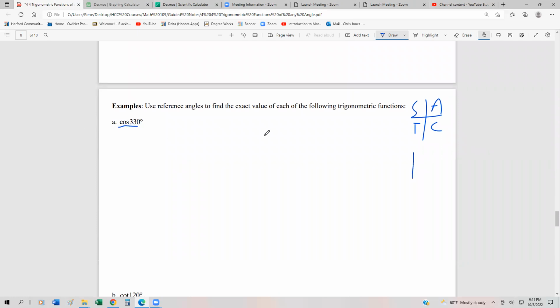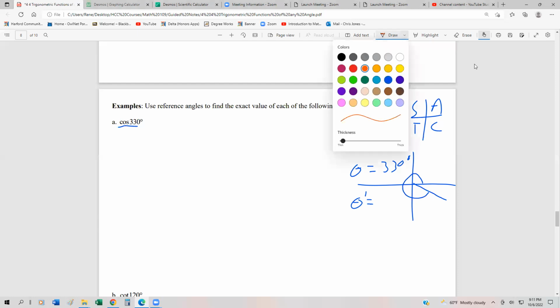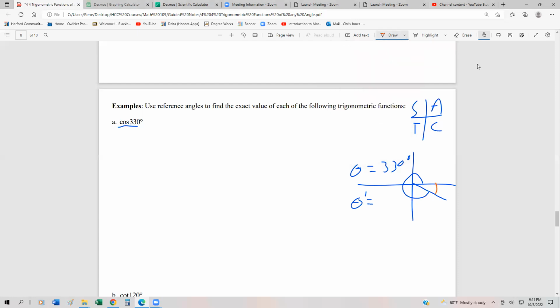Let's first of all graph 330. We know 330 looks something like this. It's almost 360. So this is 330 degrees for theta. And theta prime is going to be equal to the remainder. Basically, what does it take for us to get here? That would be 360 minus 330, or 30 degrees.